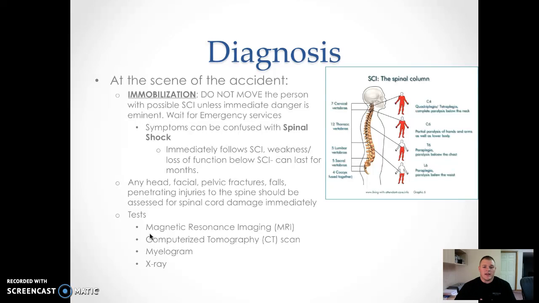And the tests where you can see if there's damage to the spinal cord are an MRI and a CT scan, which shows you a cross-sectional view to show you where and how bad the injury actually is. Myelogram, they inject dye in your spinal cord, and X-ray to see broken fragments of the vertebral column that could possibly create more secondary injuries.